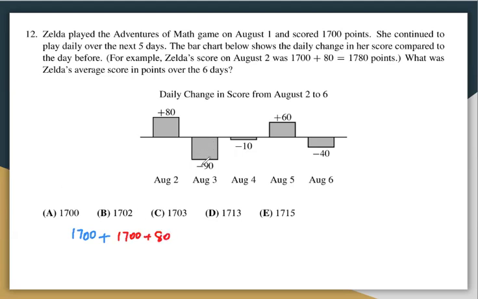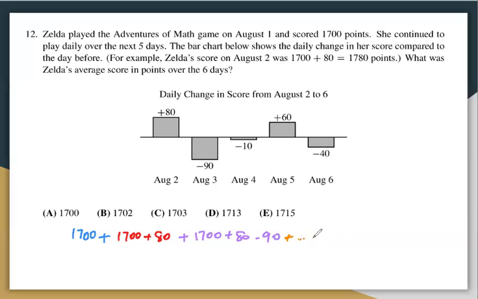And then the next day, August 3rd, that decreased by 90. So I will say 1700 plus 80. This was the previous day's score. We just subtract 90 to get the score for the third day. And we just keep doing this addition. You can see 1700 was added here, added here, added here. So every day we have 1700. So we can actually just ignore that for a second because there are 6 days and there will be 1700 each. So we just want to consider those additional numbers, which is why I'm going to skip that part.